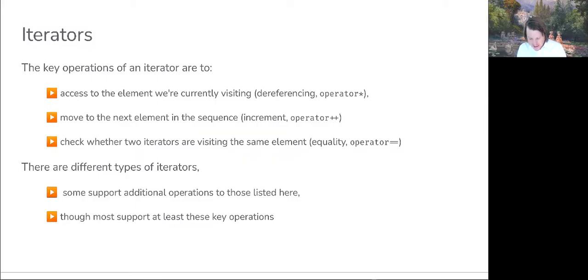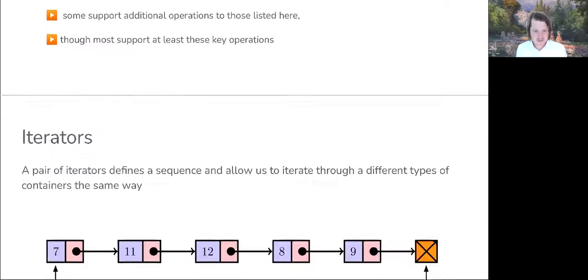So this is the bare bones operators that we can expect more or less all of our iterator types to implement. However, do understand that there are more extravagant iterators that can do even more than just this.